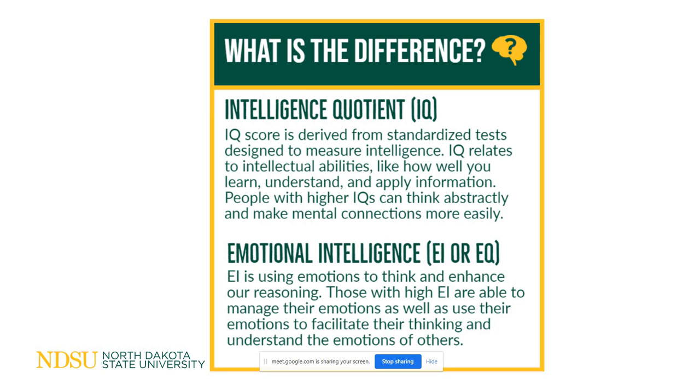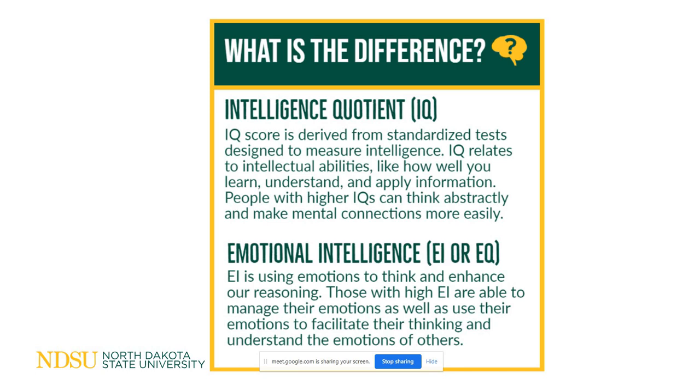So how is emotional intelligence different from IQ? Emotional intelligence is using emotion to think and enhance our reasoning. Those with high EI are able to manage their emotions as well as use their emotions to facilitate their thinking and understand the emotions of others. So it is very useful in making relationships.